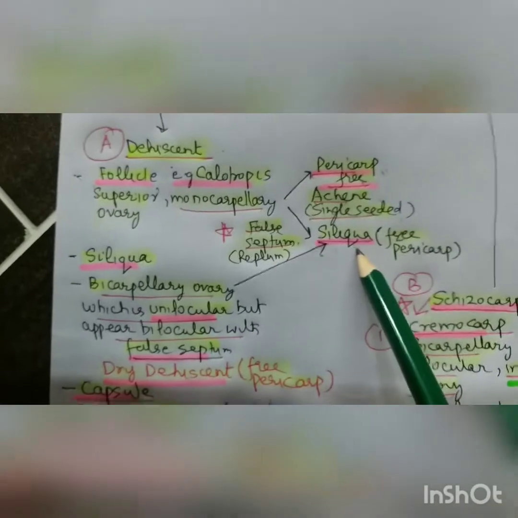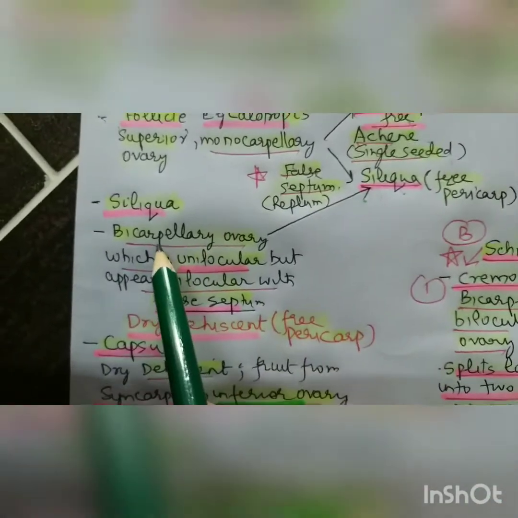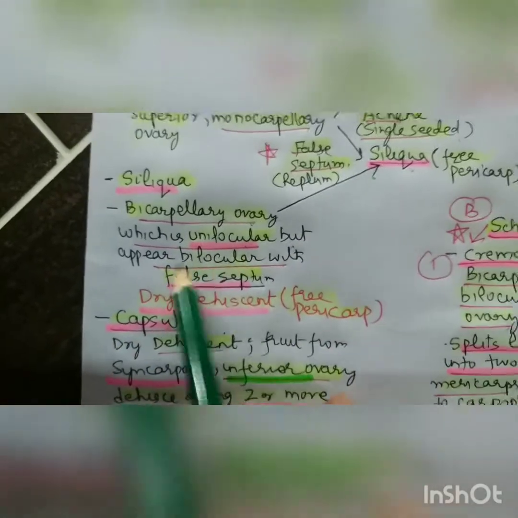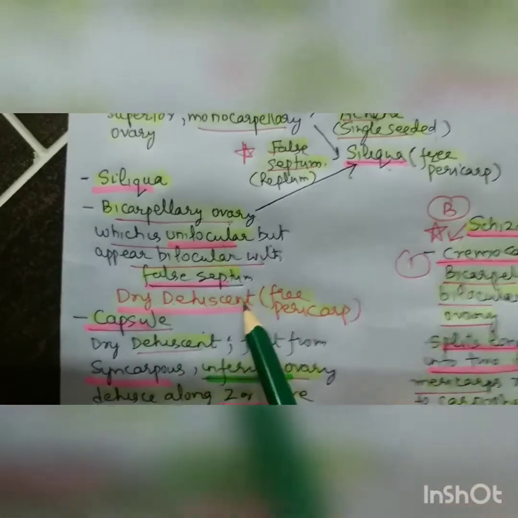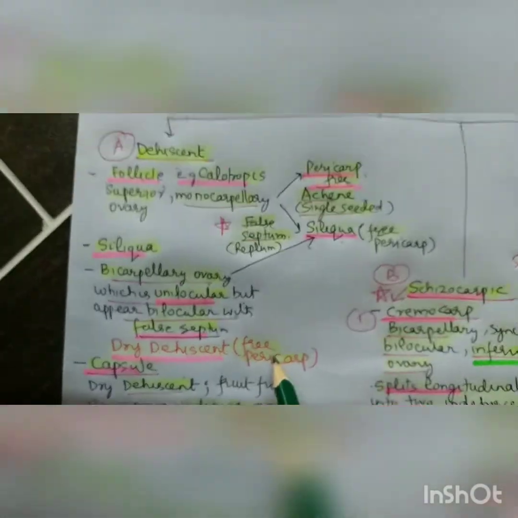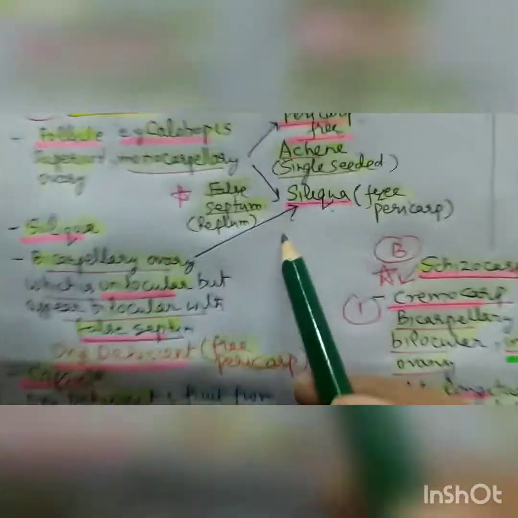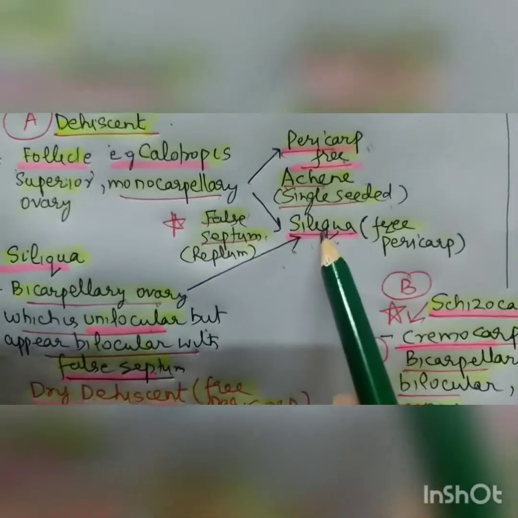Then we have a siliqua or silicula, that is in Brassicaceae. It comes from bicarpellary ovary which is unilocular but appears bilocular with the false septum, that is replum. It is dry dehiscent form, free pericarp. It comes from monocarpellary, but because of false septum, that is replum, it becomes bicarpellary and unilocular, and it is siliqua.